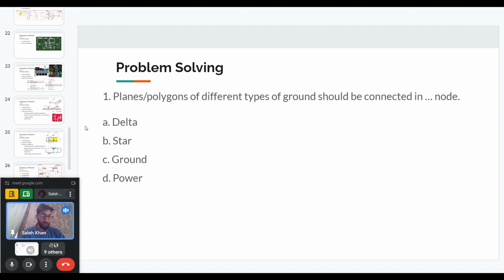Okay, so let's continue. So the first problem is: planes or polygons of different types of ground should be connected in which node.